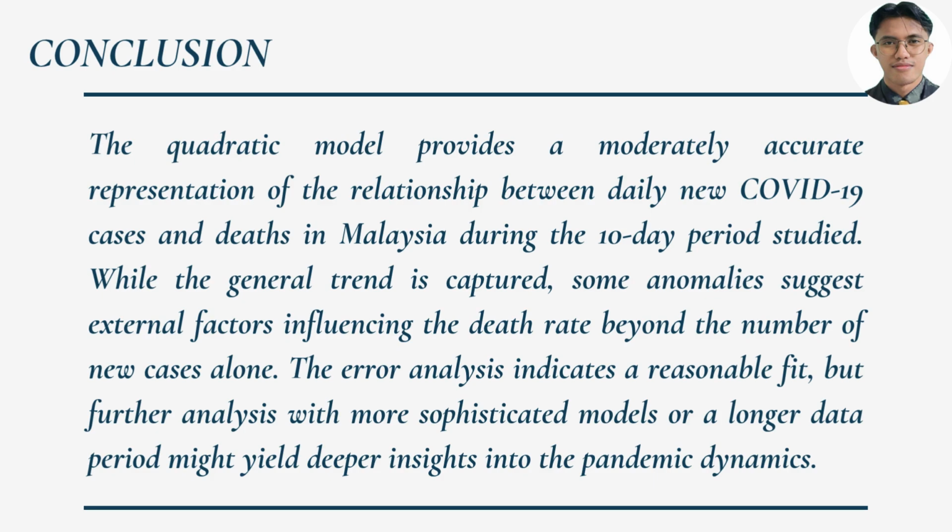To sum up, the quadratic model gives a good idea of how new COVID-19 cases and deaths are related over the 10 days we studied. It shows the general trend, but some results suggest other things might also affect the number of deaths. The model works okay, but using better models or more days of data could give us a clearer picture.